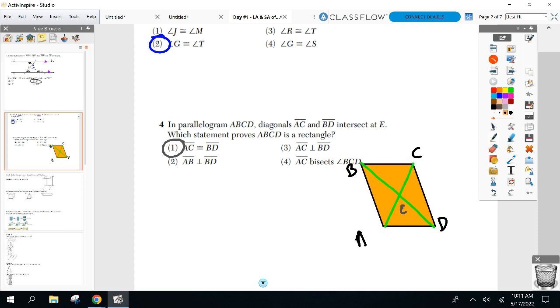Real quickly, choice 3, AC perpendicular to BD. That's not a property of a rectangle, but a property of a... Not if it's a parallelogram already. That's a separate family, remember, Romeo. Remember, this is a parallelogram. So if the diagonals are perpendicular, it would make it a rhombus. Put that next to 3, please. Rhombus.